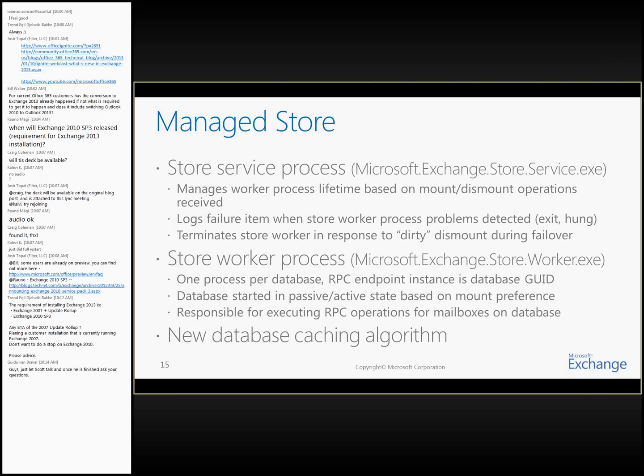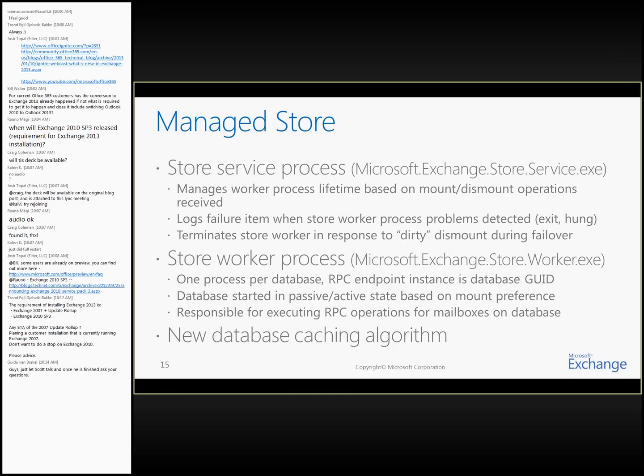Now, in the multi-process model for the managed store, there's a single controller process, in this case Microsoft.Exchange.Store.Service.exe, and one worker process for each mounted database, in this case Microsoft.Exchange.Store.Worker.exe. When a database is mounted, a new worker process is instantiated that services only that database. When a database is dismounted, the worker process for that database is terminated. So, for example, if you have 40 databases mounted on a server, there will be 41 processes running for the managed store, one for each database and one for the store service process controller.